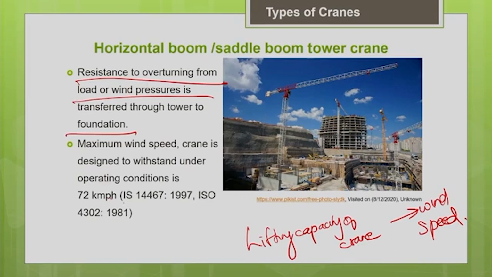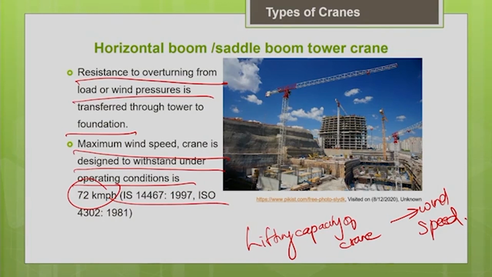As per the IS code, where the regulations are given, the maximum wind speed the crane is designed to withstand under operating conditions is 72 km/h. Beyond this, we are supposed to stop the operation of the crane. Many crane accidents happen because of high wind speed. When the crane operation is continued when the wind speed is high, many accidents are reported to have occurred.